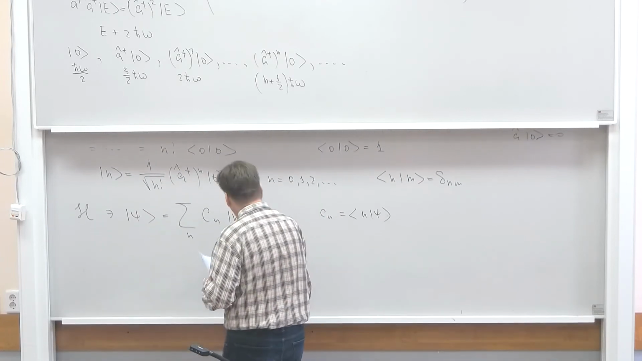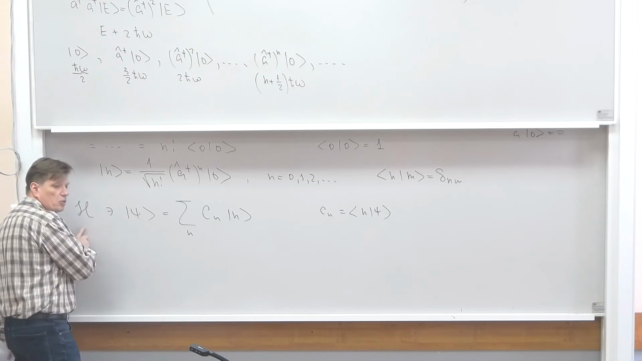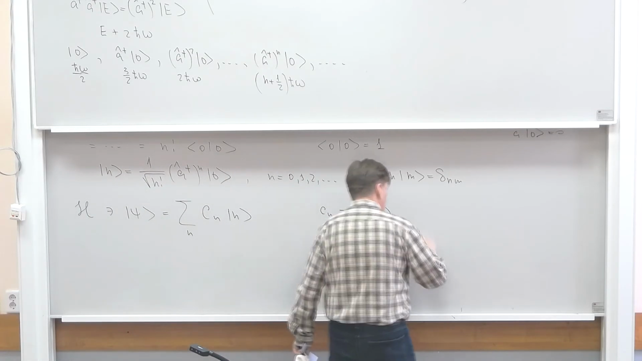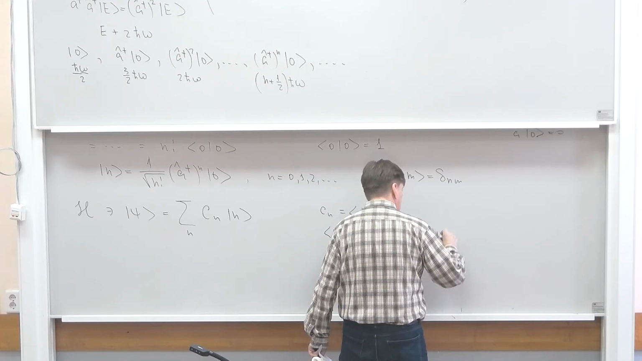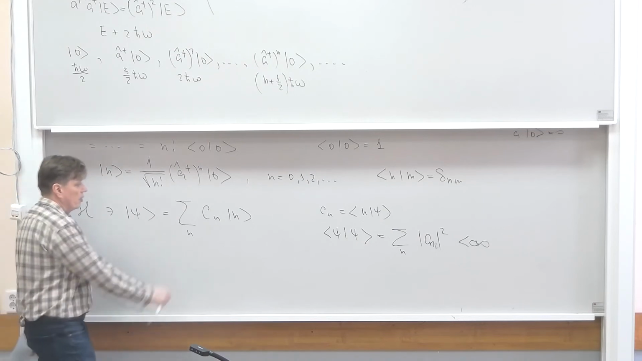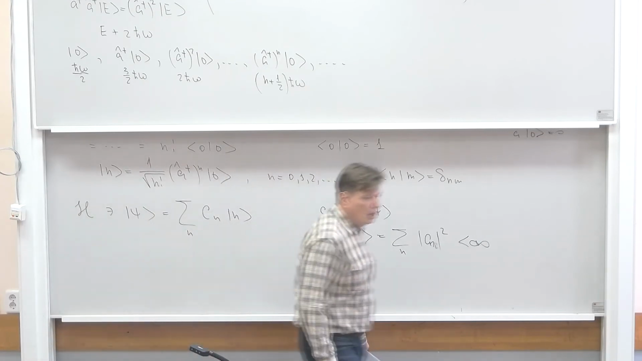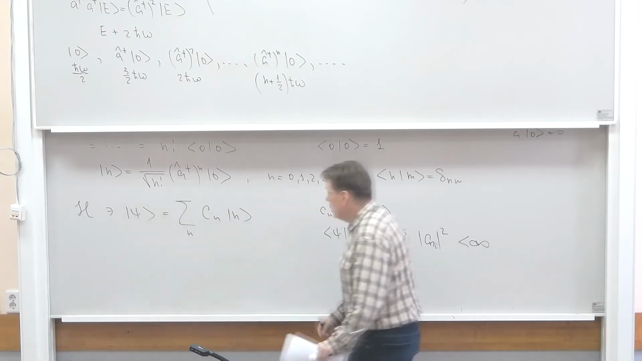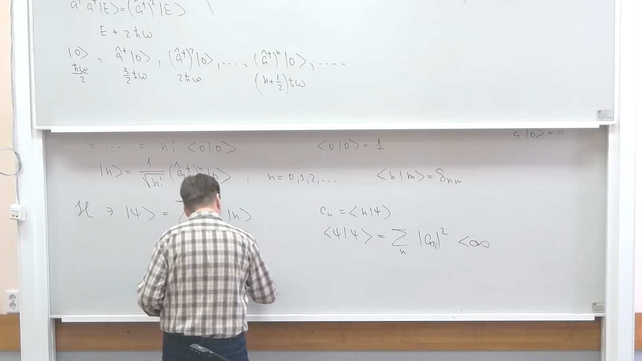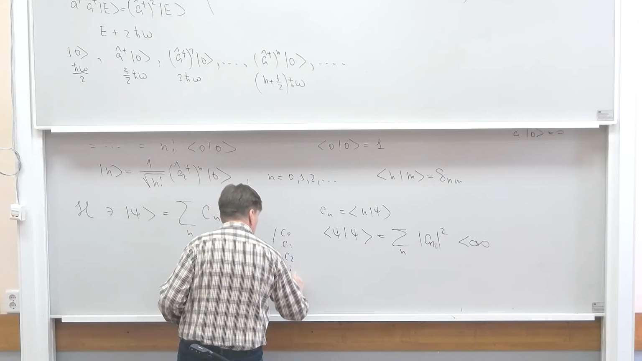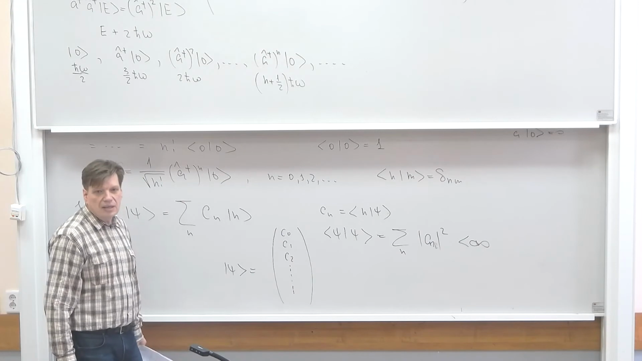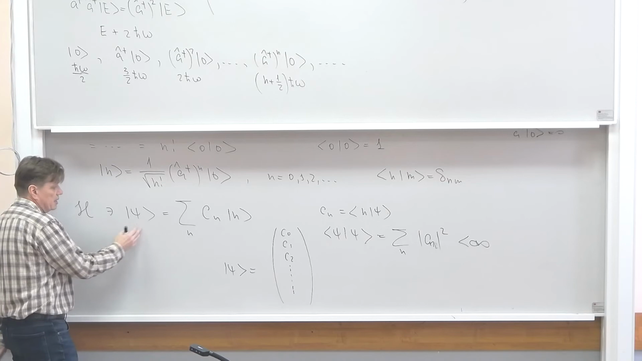And of course, in order for this psi to belong to the Hilbert space, it has to have finite norm. The norm of psi is given by the sum of absolute values of Cn squared. So this must be a finite number. So regarding these coefficients Cn as coordinates of our vector psi with respect to the basis n, we can arrange them into an infinite column vector. Let me write this vector as follows: C0, C1, C2, and so on.